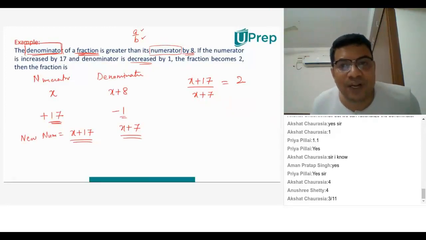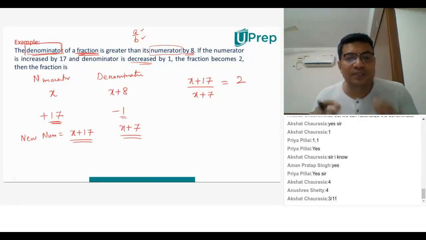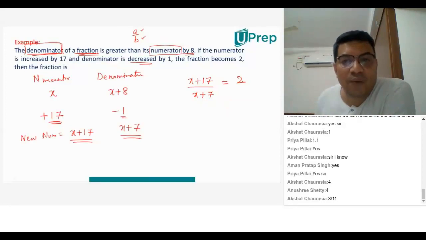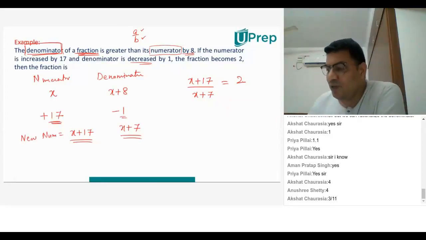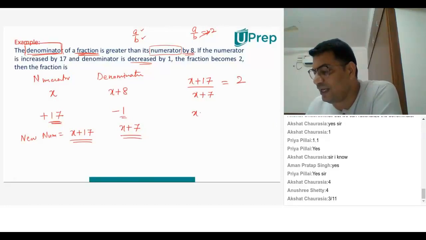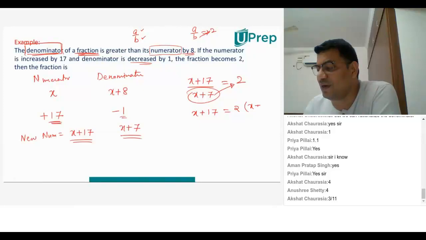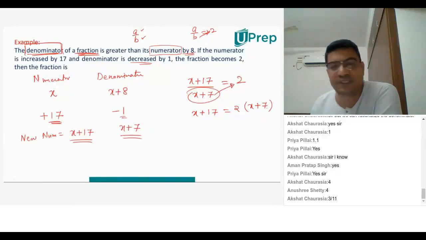Now this value is given to you as 2, and you are supposed to calculate the value of x. How will you do it? Very simple. Whenever you have a by b is equal to say 2, what do you do? You cross multiply, right? So your x plus 17 will be equal to 2 times x plus 7, that is cross multiplied.